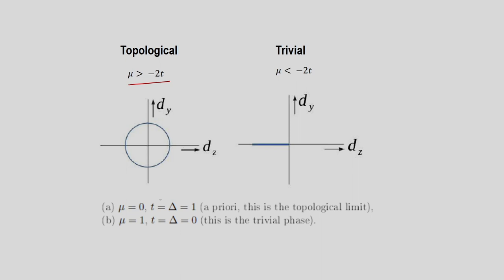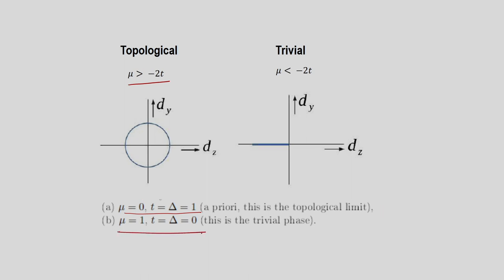Okay, so these plots are prepared for some specific values of mu, t and delta. You see mu is equal to 0. So here t equal to delta equal to 1 means that mu is greater than minus 2t. Minus 2t is minus 2. So 0 is greater than minus 2, which is correct. So this is the topological phase.